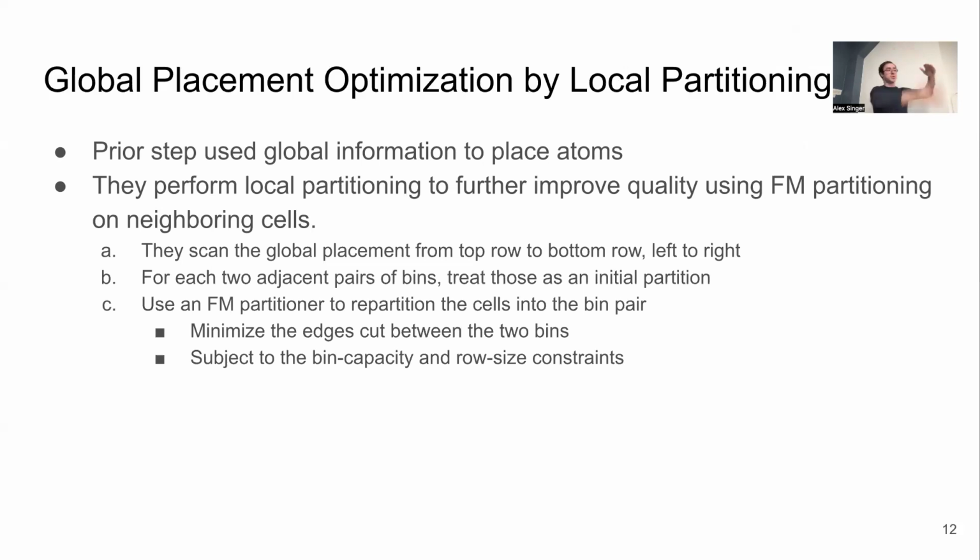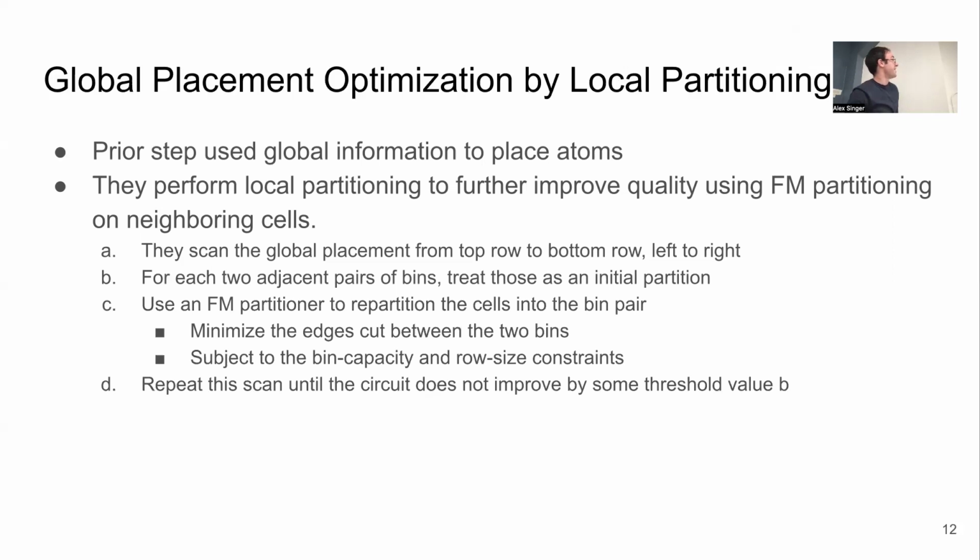The bin is just, they cut the rows into bins. So there's a row times column number of bins. I don't remember what they set for the column size, but I assume it's probably the same as row. That's my guess, but I'm not sure. But as you can see, this is kind of expensive. And they repeat the scan continuously until it doesn't improve by some threshold, which they call B. So they will continuously scan over the entire space and try this partitioning approach.